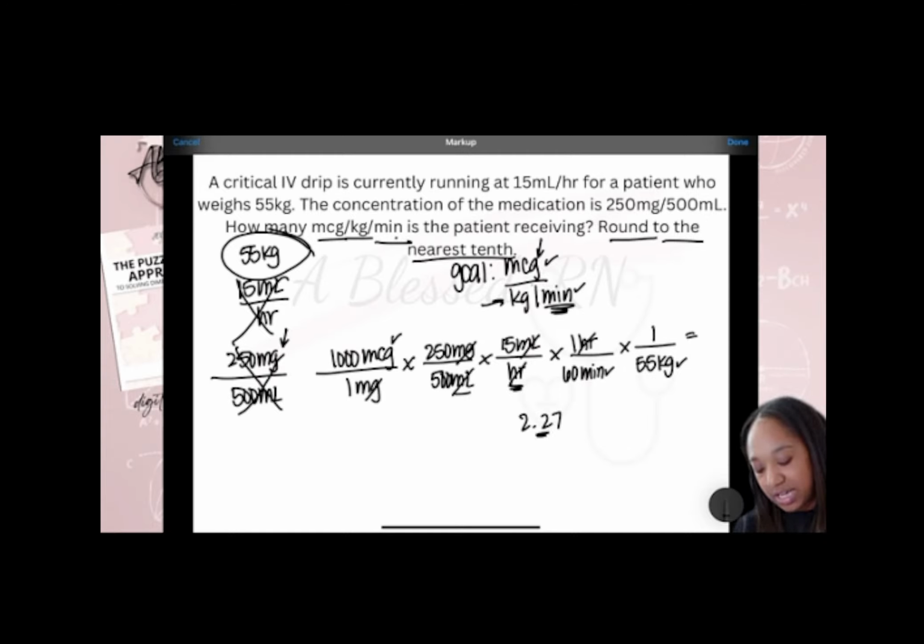And then it tells us to round to the nearest tenths place. So boom, that's the tenths place. I go to its neighbor. It's 5 or more, so we raise the score. So 2.3 micrograms per kilogram per minute. It's making sense. Yay! Makes dollars make sense.